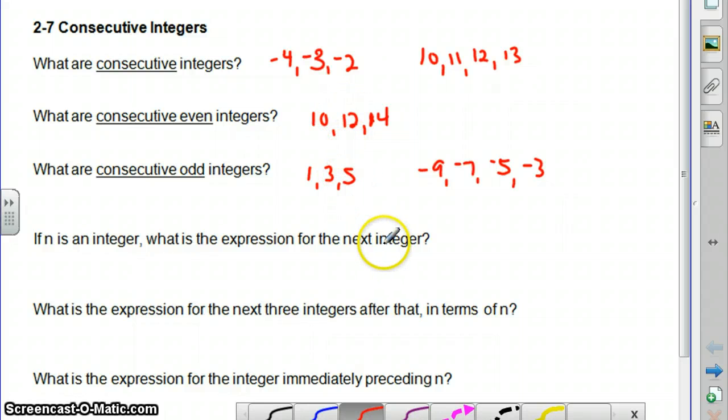If n is an integer, what is an expression for the next integer? Well, to get from one integer to the next, we just go up by 1. So if n is one integer, the integer after it would be n plus 1.